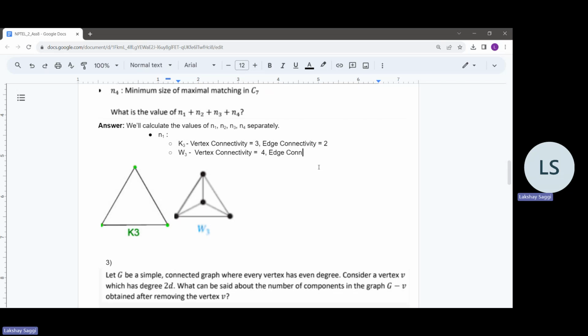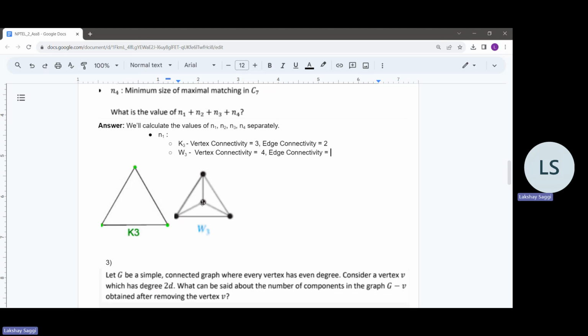And what's the edge connectivity? I think there's a slight confusion. Maybe I'll just discover it myself and inform you guys. So for edge connectivity, you can clearly see the minimum number of edges we need to remove so that the graph becomes disconnected. Let's say we take the central point and delete all the three edges originating from it, right?